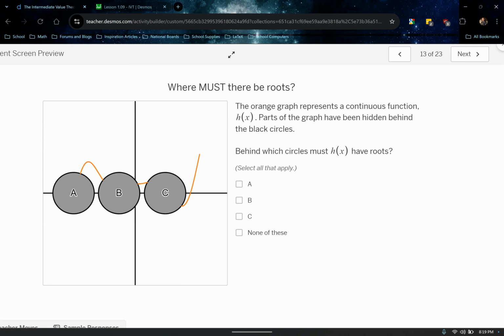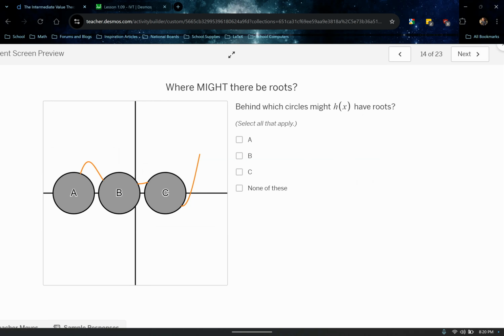Okay, well on A we notice that there are y values positive here, but I can't see the bottom of the graph on the left side. B, I'm not sure. Ooh, but look at C, right? C, we have some positive y values and then some negative y values. So I think in order to go from positive to negative, we'd have to cross over 0. So I think C probably has a root.